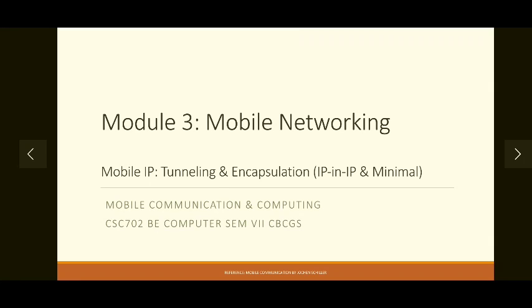Welcome everyone. Till now we have seen what is mobile IP, then how packets are delivered in mobile IP. During that packet delivery, we saw that the home agent forwards the packet to the care of address, that is the foreign agent or mobile node, wherever it is, via a tunnel. So let's see what is tunneling and what is encapsulation, which is important from the tunneling point of view. In this video we will see the first two types of encapsulation, IP in IP and minimal.